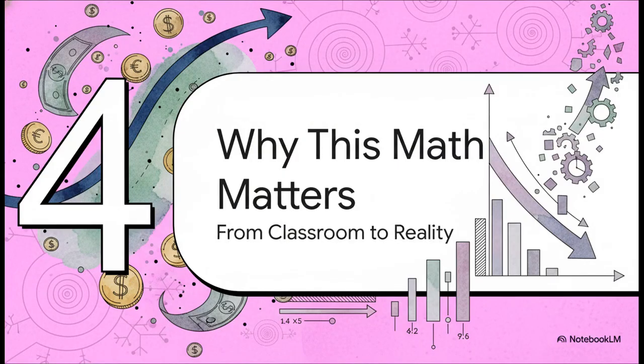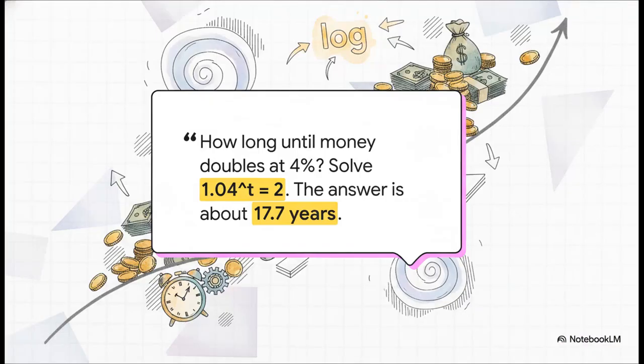So, why does any of this matter? Is this just some random thing you do in algebra class? Not at all. This kind of math is how we figure out real-world stuff, especially when it comes to things like money and investments. Check out this real-world question. How long does it take for your investment to double if it's growing at 4% per year? Well, the equation you'd set up is 1.04 to the power of t equals 2. And the only way to solve for t, the time, is with the exact method we just learned. The answer is almost 18 years. See? This is powerful stuff.